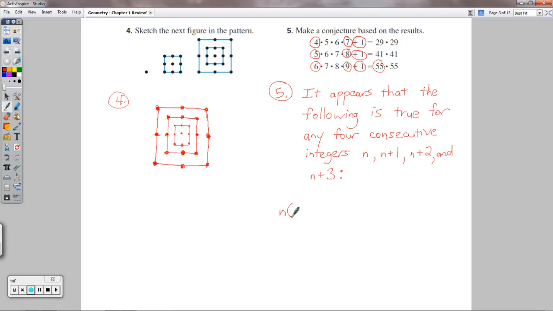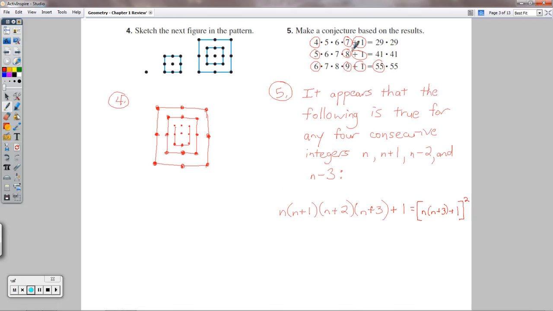If you take n times n plus 1 times n plus 2 times n plus 3, seems like you get that, plus 1, excuse me. Got to add 1 to that. So that plus 1 is equal to the first integer times the last integer. So n times n plus 3, that plus 1, all that squared.